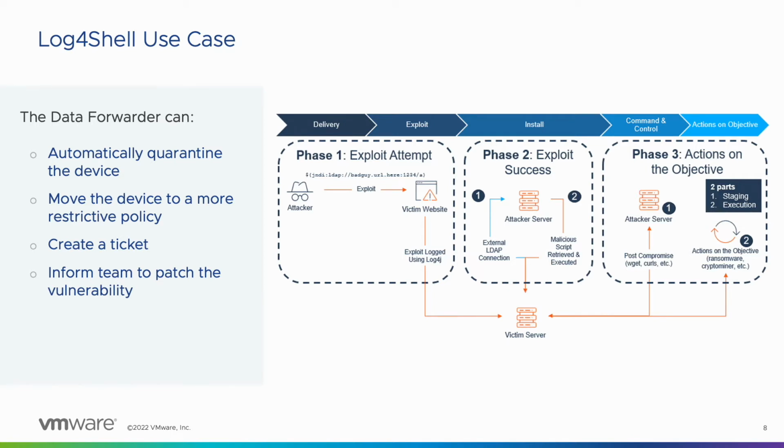Your organization can create custom automation, such as quarantining the device to prevent it from performing other network connections, moving the device to a more restrictive policy, creating a ticket in an external ticketing system, or using a custom Slack integration to notify an analyst or IT admin to patch the vulnerability.